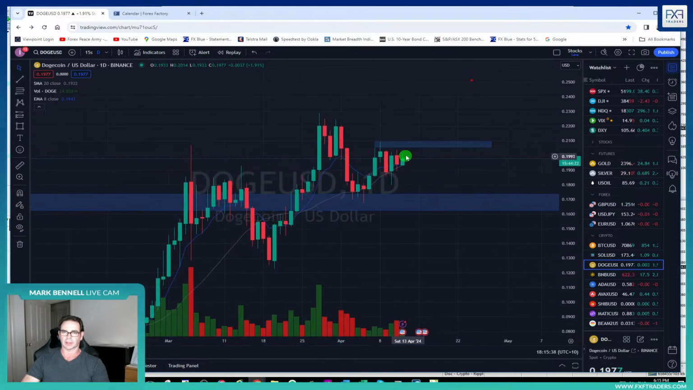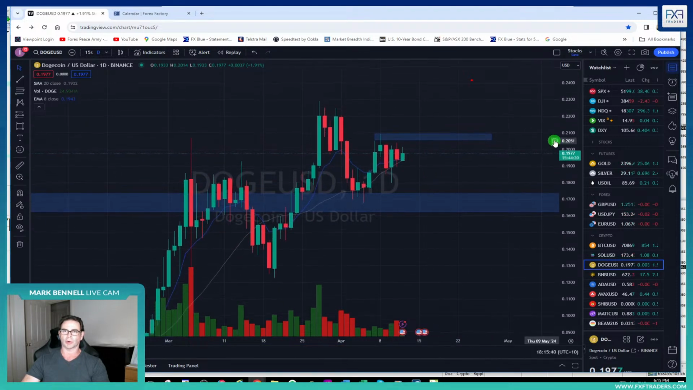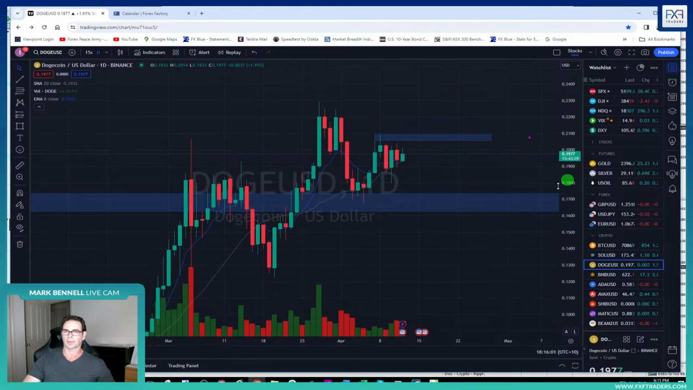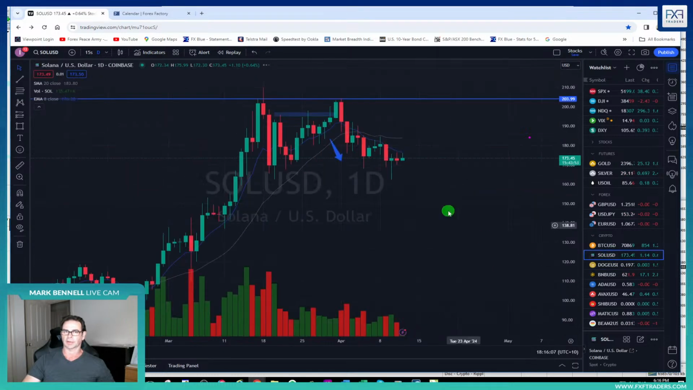So you can look for just a small coil at the high, 1 bar will be enough, and then through. That's the key level. So like that, we've got a nice little push through here. So look at some of the others.